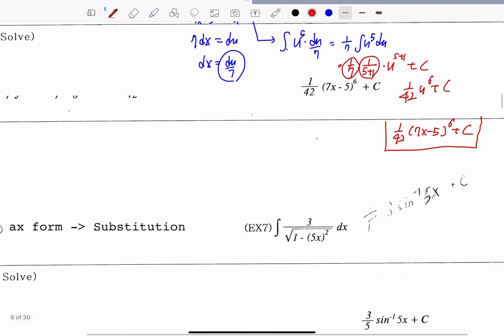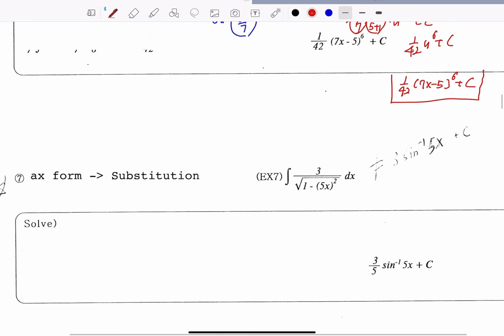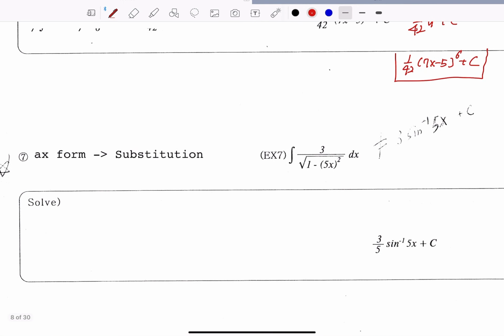Let's try one more question. Number 7, integral 3 over square root of 1 minus parenthesis 5x squared. Oh, there is linear to the n power, right? So I'm going to substitute u for linear expression itself. 5x equals u. Differentiate. 5 dx equals du, and dx is equal to du over 5.